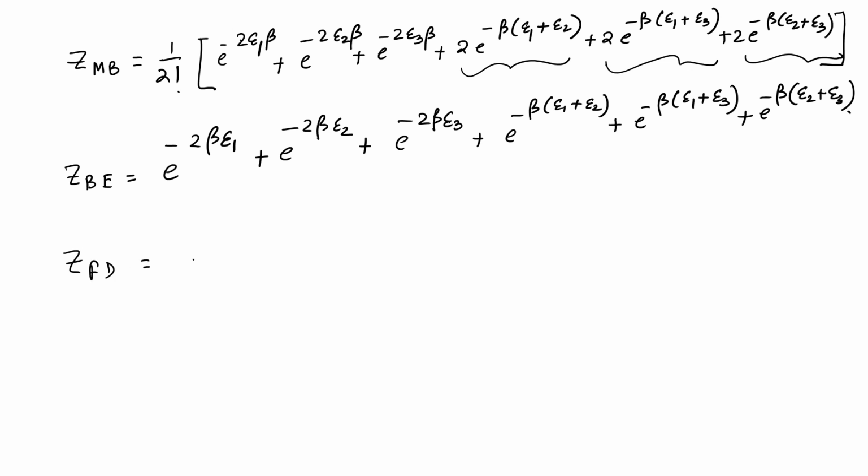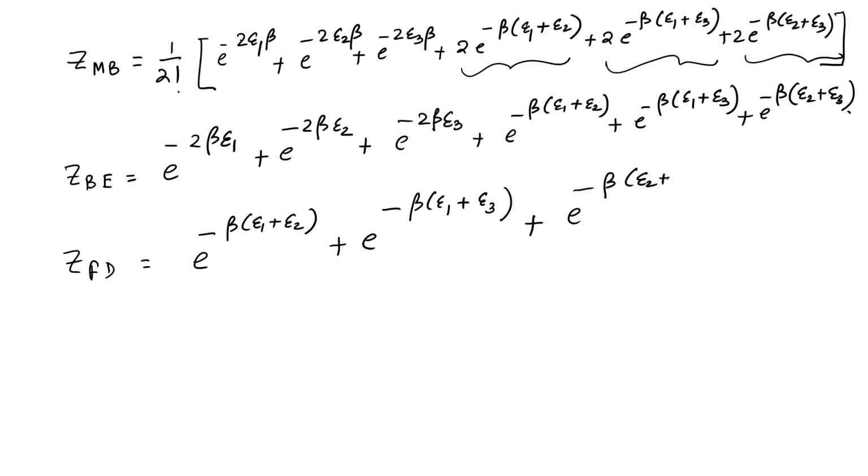and for the FD it is simpler because you have only 3 possibilities, and these 3 possibilities can be written as exponential minus beta epsilon 1 plus epsilon 2 plus exponential minus beta epsilon 1 plus epsilon 3, just maintaining the order in which we have written down this division of particles or distribution of particles, plus exponential minus beta epsilon 2 plus epsilon 3, and that is the 3 canonical partition functions.